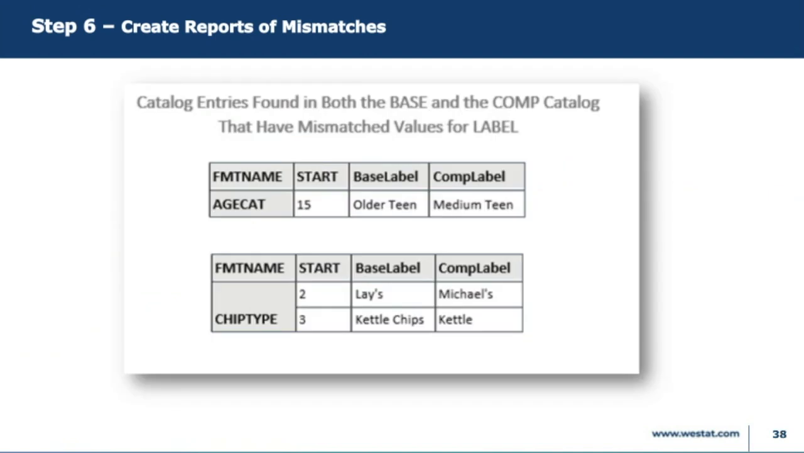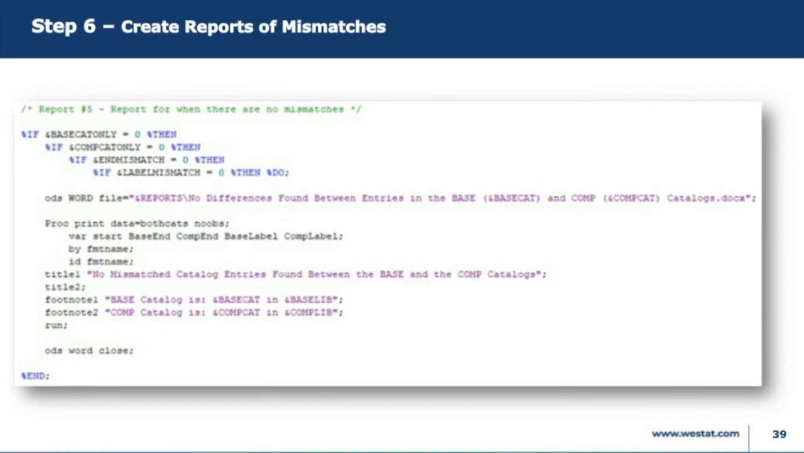And you can see that there were 3 entries overall that mismatched on label. For the format name AgeCat and with a start of 15, base label was older teen, while the comp label was medium teen. Similarly, for a chip type of 2, base label was Lay's, while the comp label was Michael's. And for a chip type with a start of 3, we had kettle chips versus just simply kettle, something that we will definitely have to look into. Is that good or bad? Well, who knows?